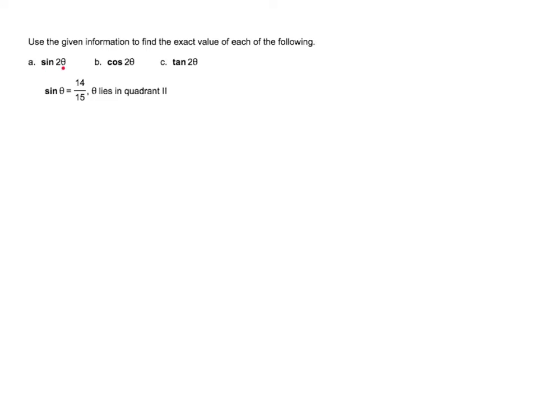Let's compute sine of 2 theta, cosine of 2 theta, and tangent of theta using this information here. So let's start with part A. What is sine of 2 theta? The double angle formula says this is equal to 2 sine of theta times cosine of theta.